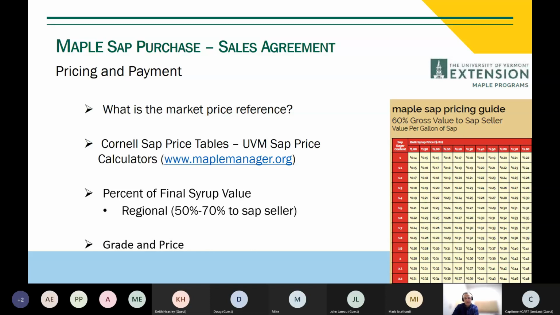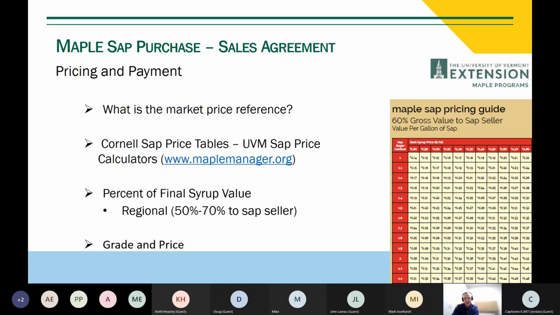I think that's a function of very specialized processing facilities where they really have their production costs and their variable costs are lower, and the input is going to be where they put their money. In other regions, definitely we see, and we've seen this from survey work, more 50% sap share to the seller.